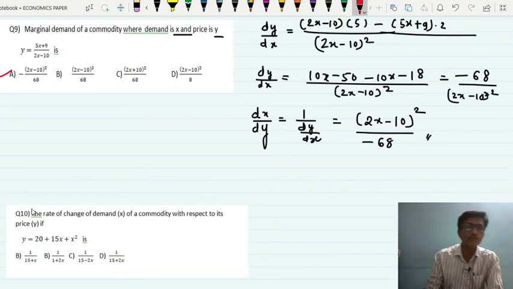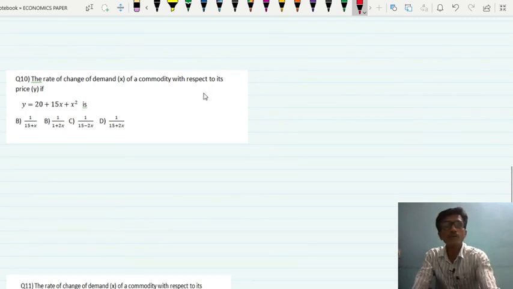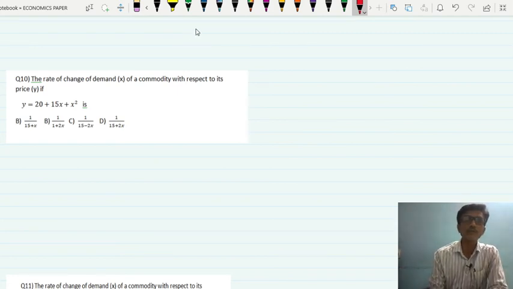Next question is the rate of change of demand x of a commodity with respect to its price. This is the rate of change of x with respect to y. So first of all we will find dy by dx. So dy by dx, it's simple. The derivative of 20 will be 0, 15x gives 15, and plus 2x, very simple it is.